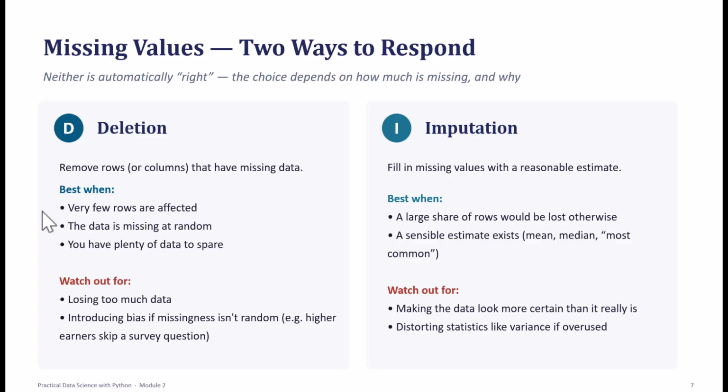Now, if that condition is not met, you can move on to imputation. Imputation is different from deletion. It means filling in the missing values with reasonable estimates. All right. So this is best when a large share of rows would be lost otherwise. Maybe you have so many rows that are having issues that you can use imputation now. Sensible estimates exist, most commonly the mean or median. So you have to watch out for making the data look more certain than it really is, distorting statistics like variance if overused. So that is that. We are going to look at them practically later.